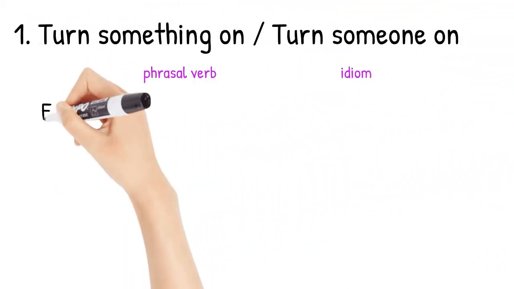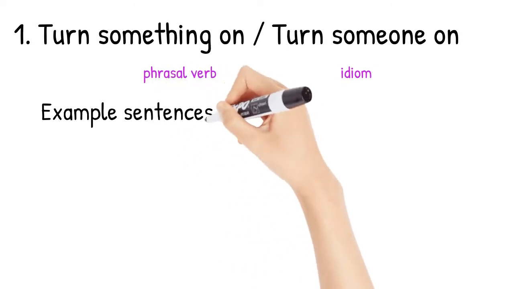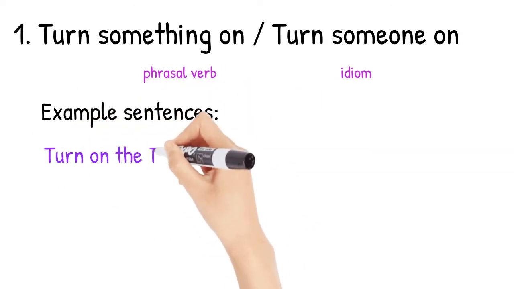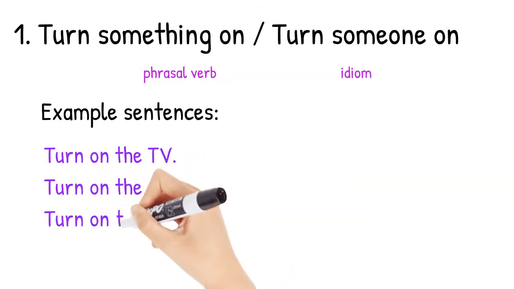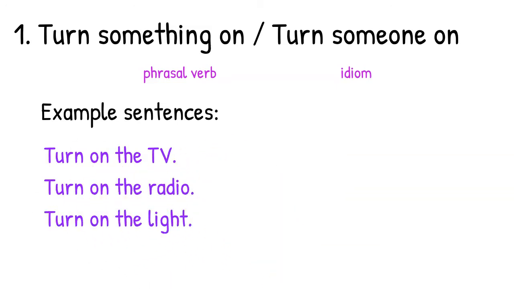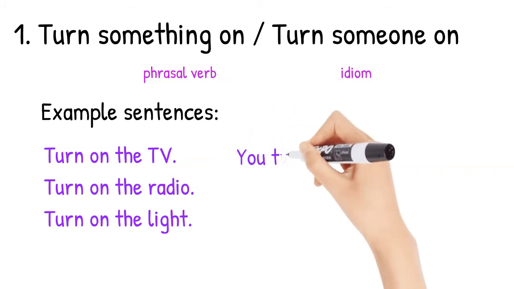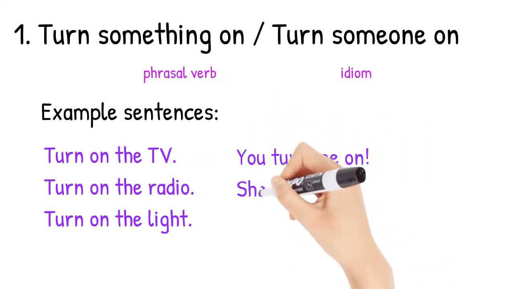Number 1, turn something on is a phrasal verb, and turn someone on is an idiom. An idiom is an idiomatic expression. Here are some example sentences. Turn on the TV. This one you know. Turn on the radio. Turn on the light.